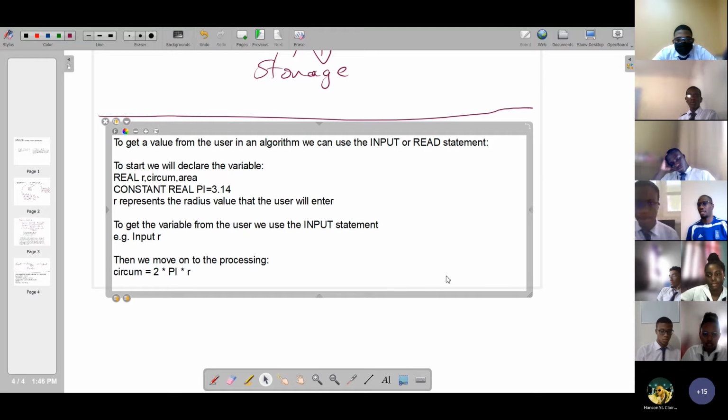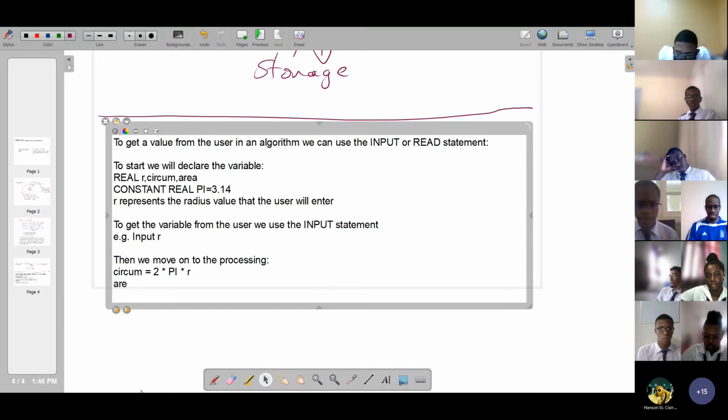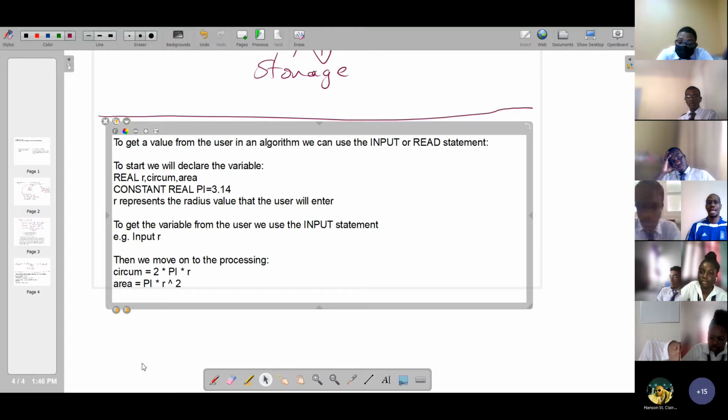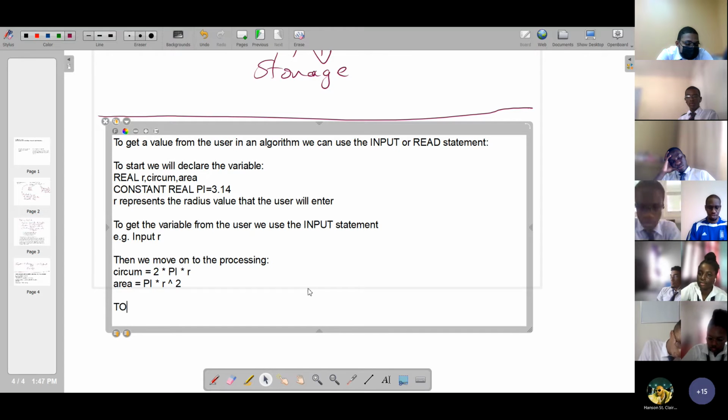And what do we get there? We get the circumference. This one little statement here is processing. We have area. Area is equal to pi multiplied by r to the power of 2. So pi r squared.